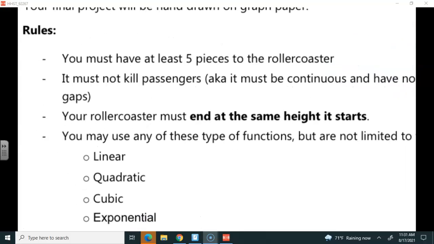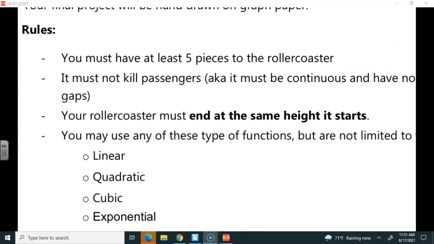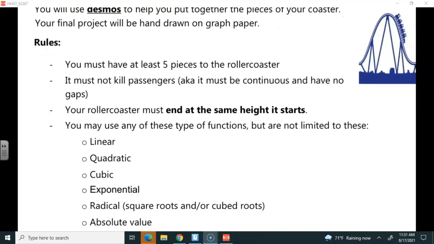Okay, you must use at least 5 pieces. At least means 5 or more, so the minimum number you can have is 5 pieces. It must not kill your passengers, so it must be continuous and have no gaps.